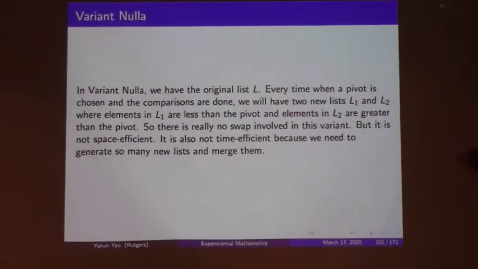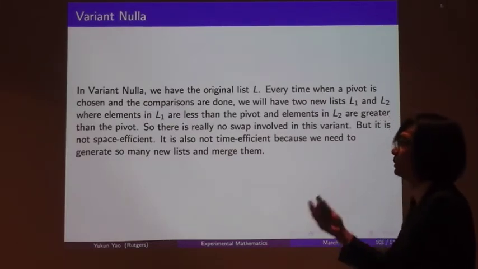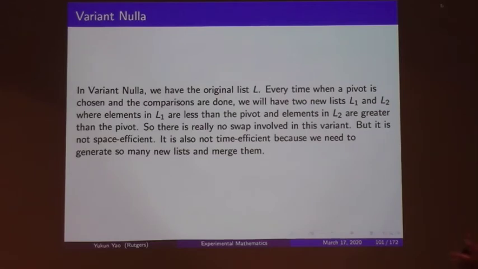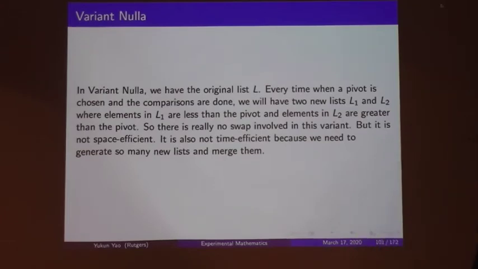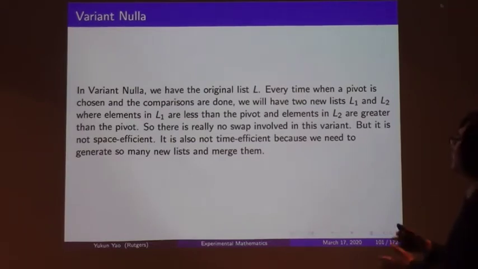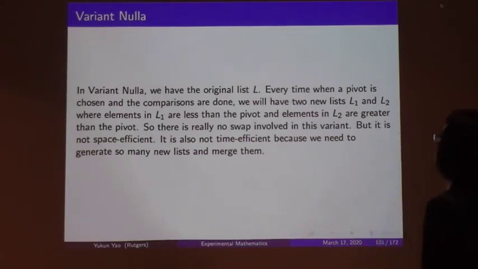So the first one is variant nulla. It's just the one I mentioned. Every time we create new lists, L1 and L2. L1 contains all elements which are no more than the pivot. L2 contains all elements which are greater than the pivot. So in this case, actually, there's no swap involved. But because we need to use new memory to create new lists, this is not space efficient, and it is also not time efficient.